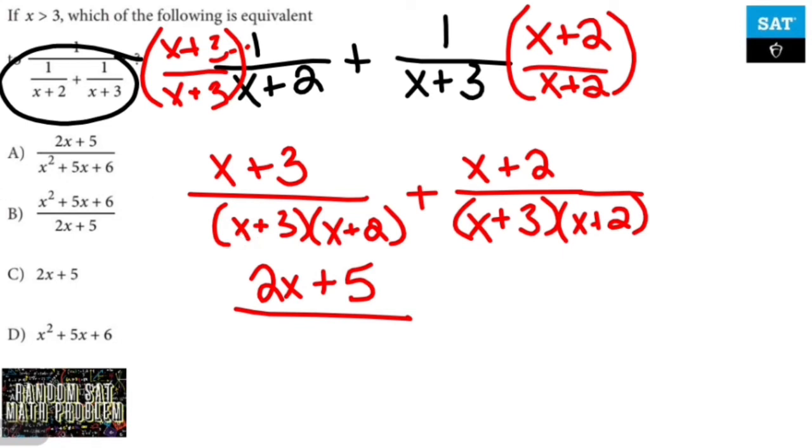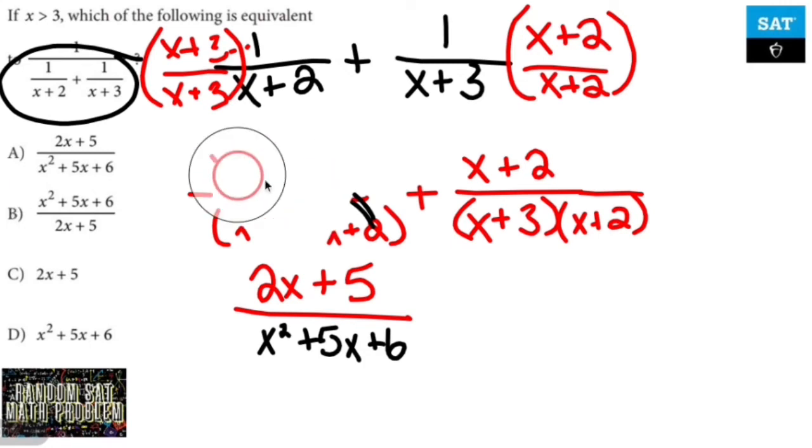So this is a FOIL problem, okay? X times x is x squared. X times 2 is 2x. 3 times x is 3x. Add them together to get 5x. 3 times 2 is 6. Now this is what I've circled here in black.